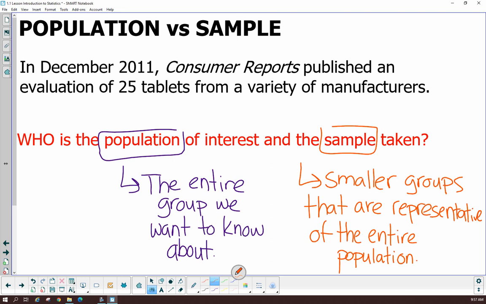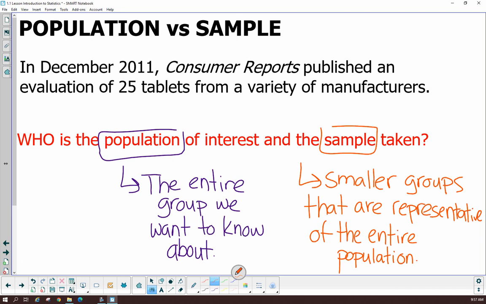We will talk about how we can get a representative sample. We can talk about what ruins our representative sample. And then we can talk about how we can take the information from that sample and apply it to the population, and that's what we're going to do throughout the year. But for right now, we are just trying to determine, hey, what is the entire population we are trying to figure out, and what is the smaller sample that we've taken.